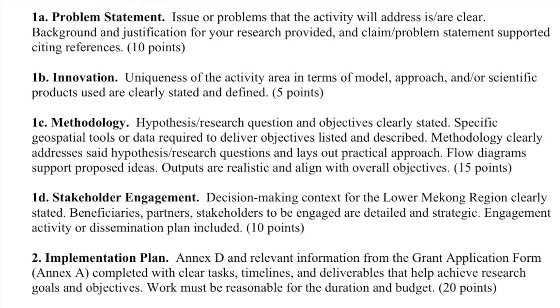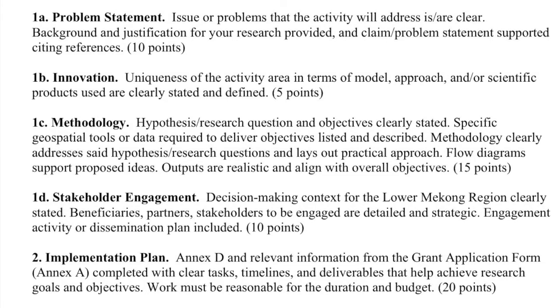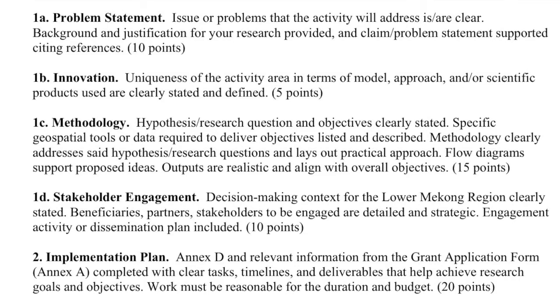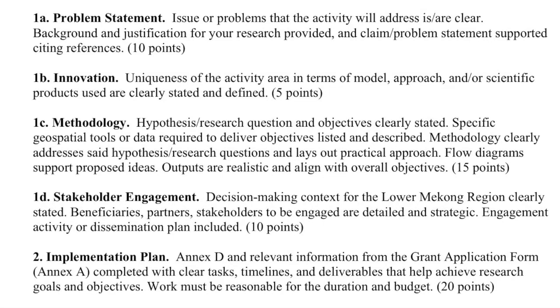Criterion 1C, methodology, relates to how you plan to carry out the research and activities related to your proposed grant idea. The hypothesis or research question, as well as the objectives of the research, need to be clearly stated. If there are specific geospatial tools or data required to deliver objectives, they need to be listed and described. The methodology also must clearly address the said hypothesis or research questions, as well as lay out a practical approach to addressing them. The outputs of the activity must be realistic and align with overall objectives. This section is worth 15 points.